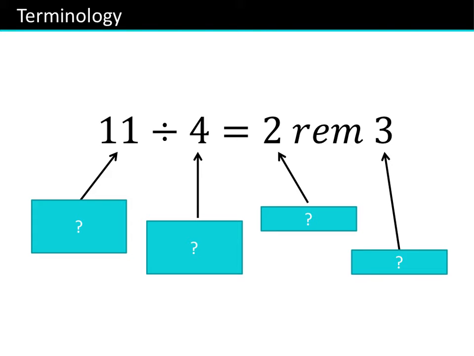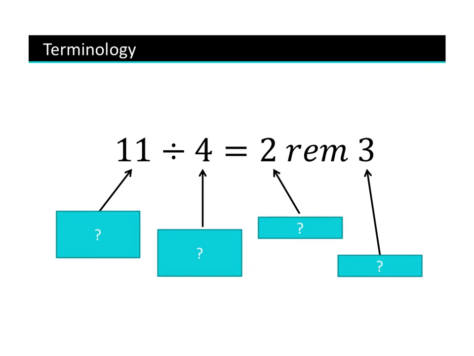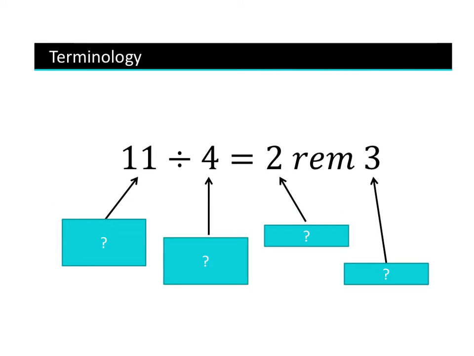So, we're having a look at our terminology here, okay? Does anybody know what any of this terminology is? If you think about what's going on here, what are they? We have 11 divided by 4, okay? So we have a few things going on. So this 11 is the thing that we're dividing. This is actually called a dividend. I think that's how you say it, but I'm not entirely sure, okay?